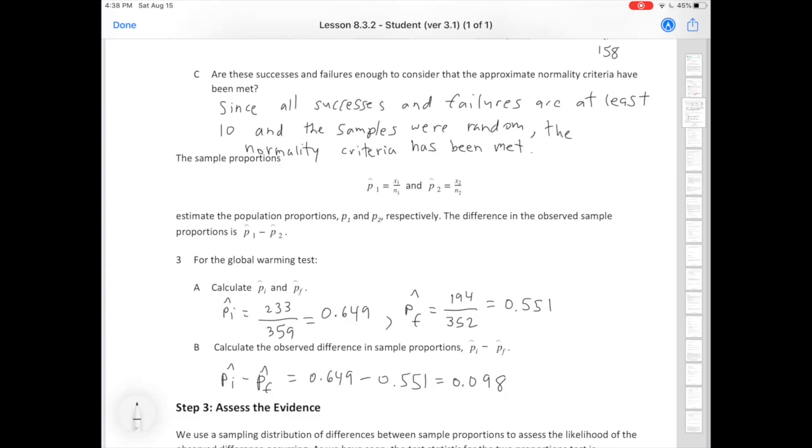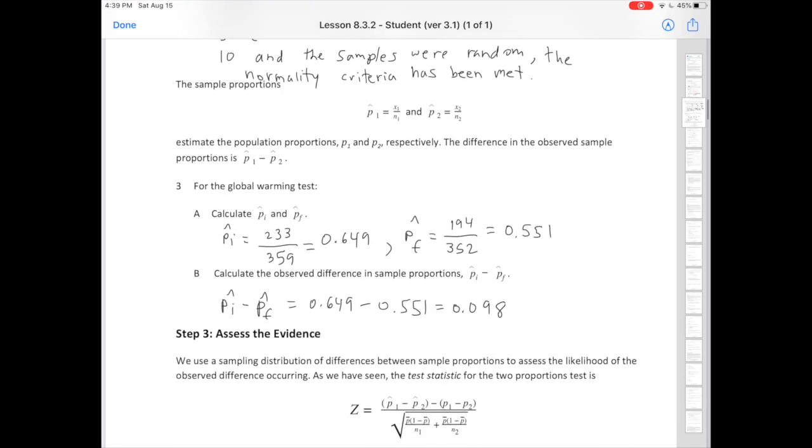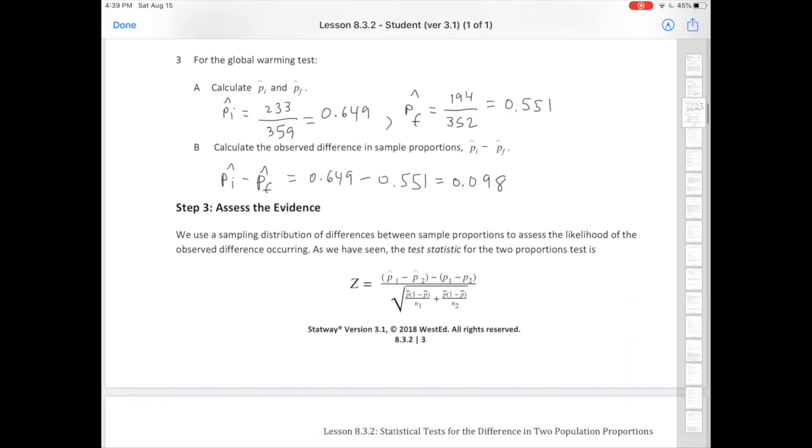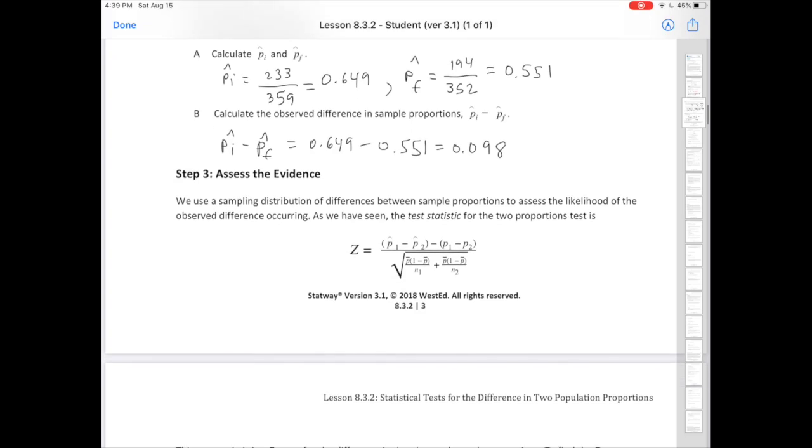So this is their difference, okay? That's everything for step 2. So we're going to move on now to step 3, assess the evidence. We use a sampling distribution of differences between sample proportions to assess the likelihood of the observed difference occurring.